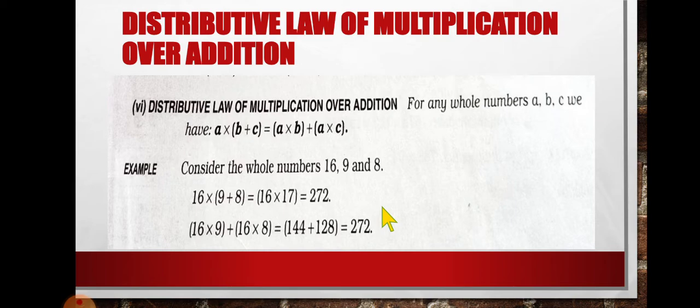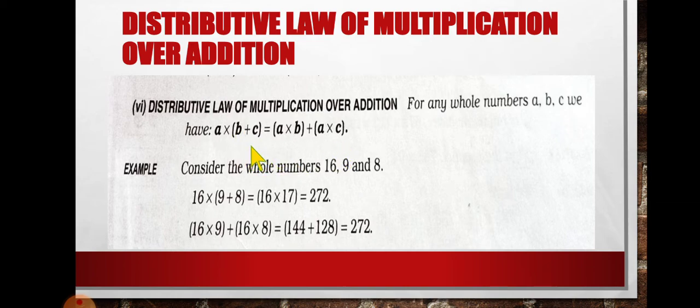Our next property is the distributive law of multiplication over addition. What is the distributive law of multiplication over addition? For any three whole numbers, we arrange them as A multiplied by B plus C, which means we have two addends, two numbers in addition form. When we open this bracket, we get A multiplied by B and A multiplied by C. It means you cannot add directly.